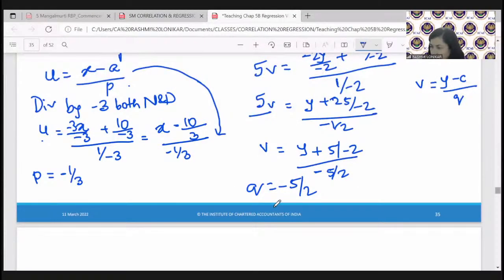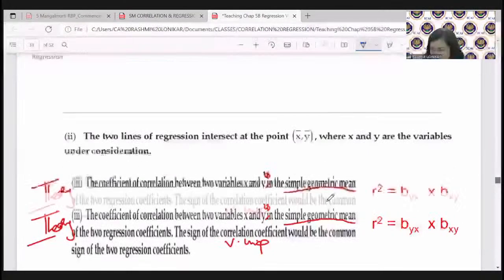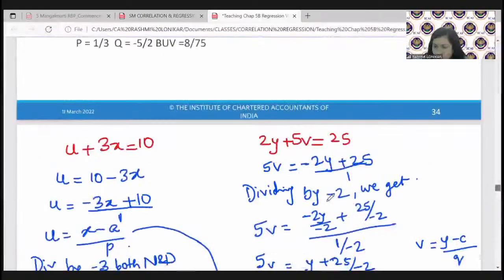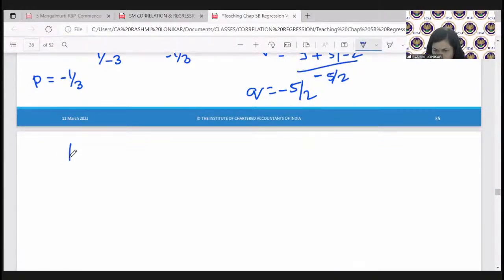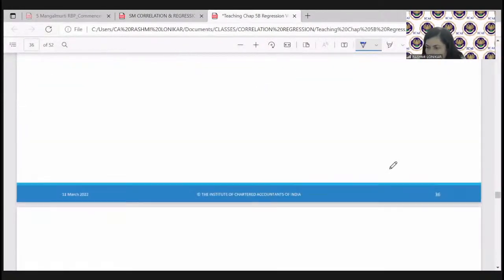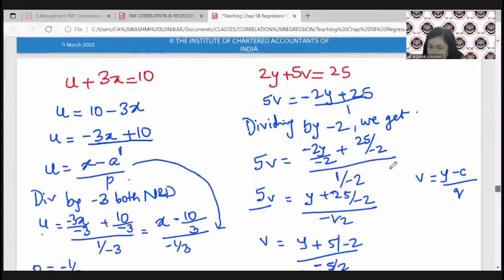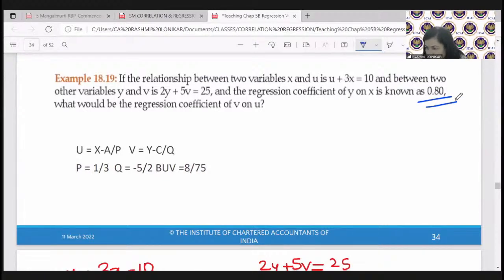Now what do I have to do? I have to just write it. What have they asked you? v or u? Coefficient of v on u. Okay, coefficient of v on u. So bvu by bxy is equal to q upon p into buv. bxy is given to you as how much? 0.8. Okay, it is given to you as, let me show it to you. Here it is given to you as 0.8.